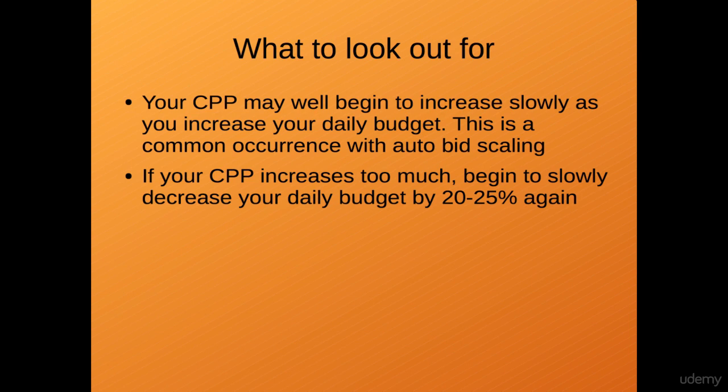And if your cost per purchase increases too much, it gets too high and you're not happy with it, you need to start slowly decreasing your daily budget back down. Again, by that 20 to 25%, or by that £5, or by that whatever increment you have decided. Okay? And hopefully, as you decrease that daily budget back down, the CPP comes back down and you eventually find a sweet spot.